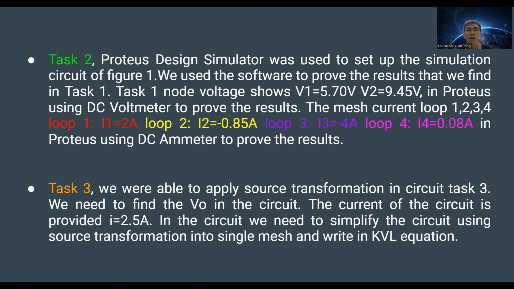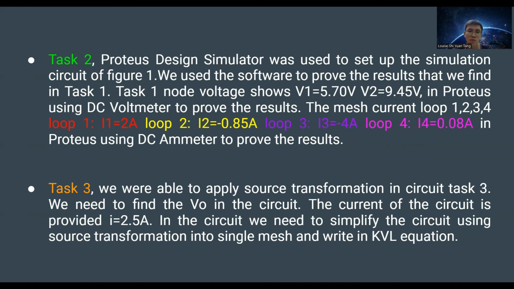Task 1 node voltage shows V1 equal to 5.7 volt and V2 is 9.45 volt. In Proteus using DC voltmeter to prove the result. The mesh current loop 1, 2, 3, and 4. Loop 1 is 2 ampere, loop 2 is negative 0.85, loop 3 is negative 4, and loop 4 is 0.08 ampere. In Proteus using DC ammeter to prove the result.